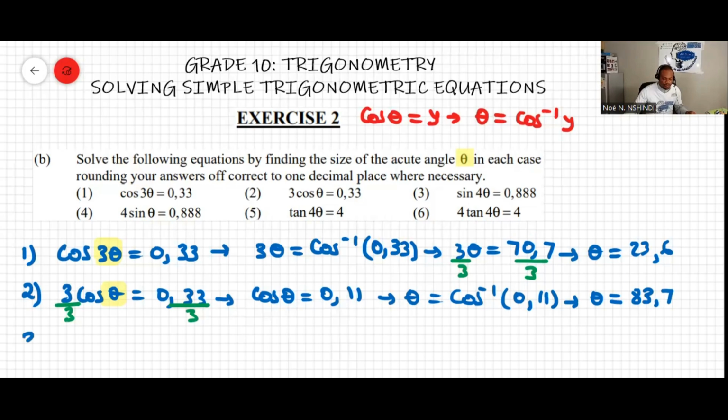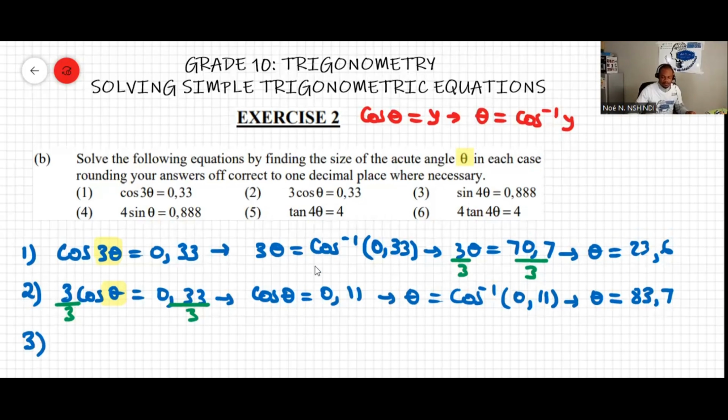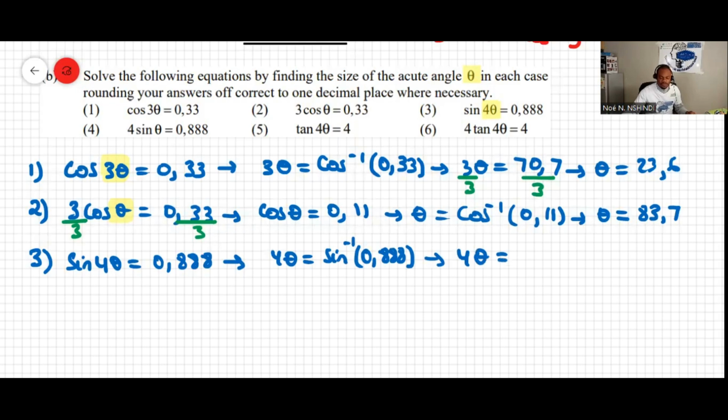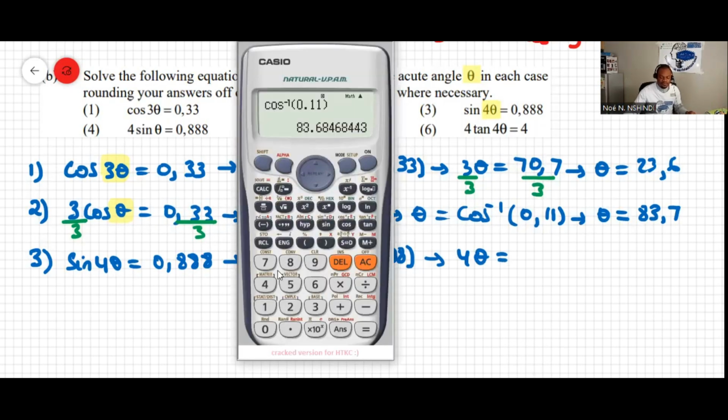That was question 2, and then question 3. Over here, note that the angle is 4 theta. So we have sin of 4 theta equal to 0.888. What can we do here? I am going to say that 4 theta will be equal to sin minus 1 of 0.888, and I'm going to use a calculator for that.